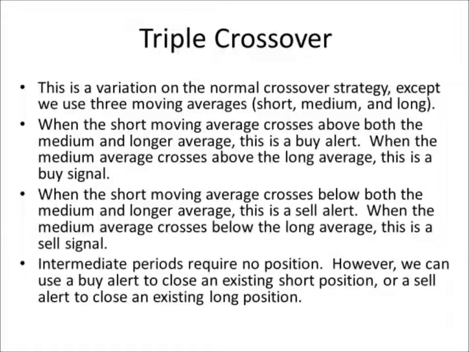Now, when the short moving average crosses below both the medium and longer average, then we have a sell alert. Again, not a sell signal. And when the medium average then crosses below the long average, then we have a sell signal. So in practice, let's think about what this would look like. We would need the short to be above the medium, which is above the long average, for a buy signal. For a sell signal, we would need the short to be below the medium, which should be below the long. That's the buy and the sell signal.